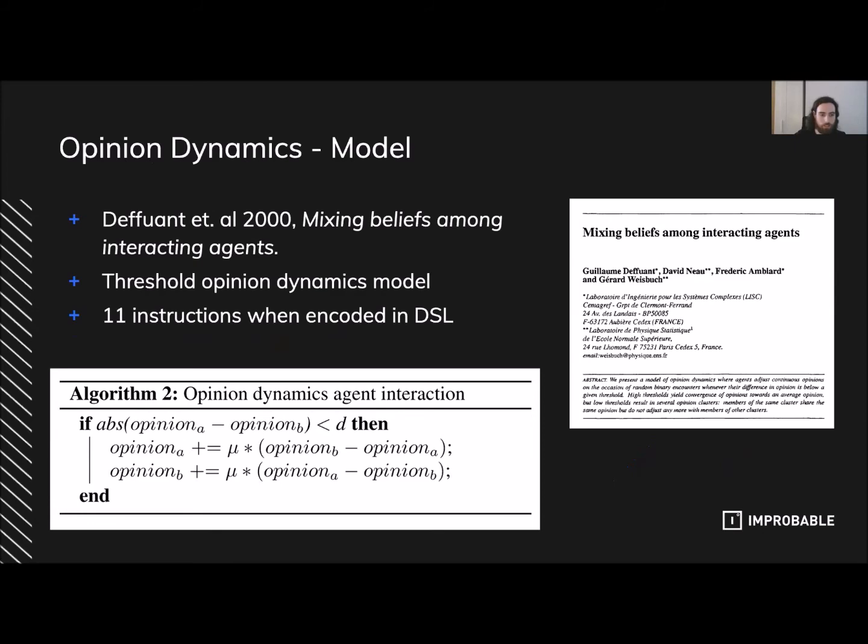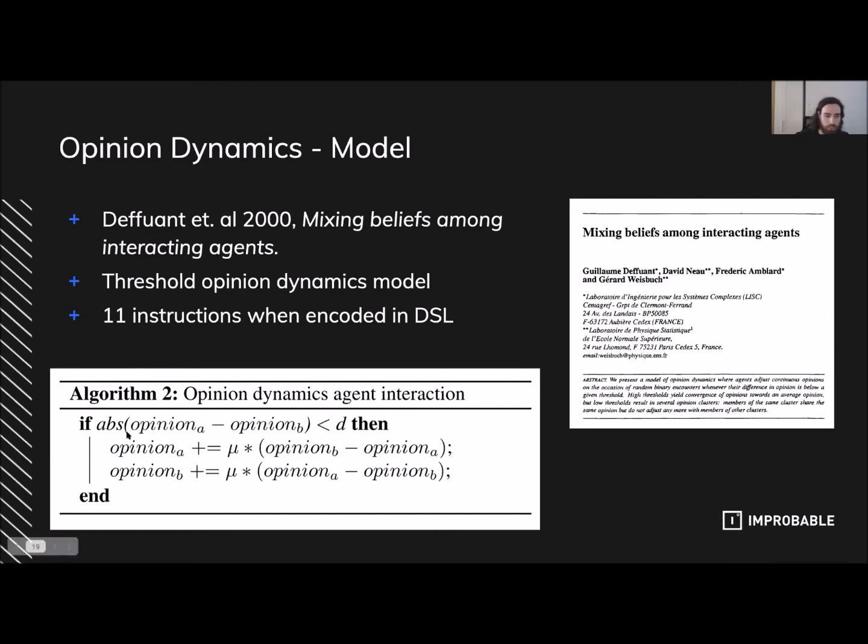Agents will randomly be selected to interact with each other. They have a value of opinion between 0 and 1. If the difference between their opinions, so you can see the pseudocode here, is less than a threshold, then their opinions move even closer. So this is an idea of homophily, where you get closer to people you're already close to, and this results in polarization effects, which is what the model is exploring.